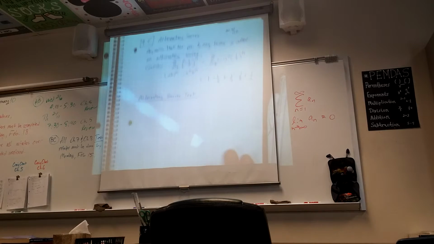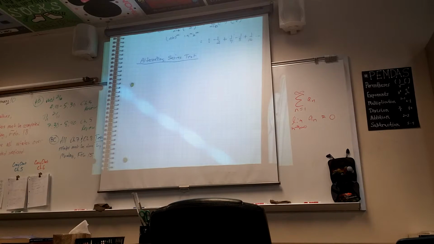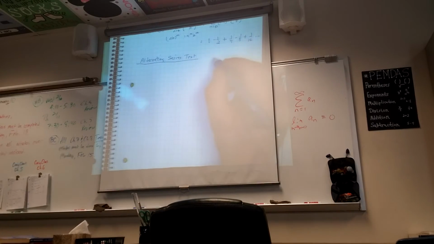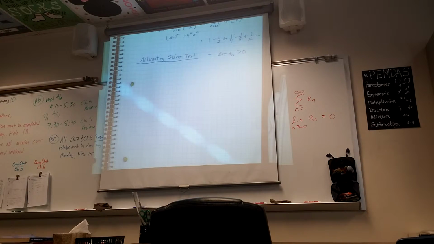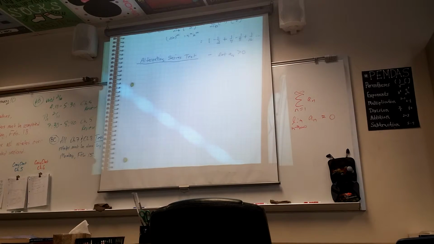And here's what's really nice about alternating series. You can always find them, because they're the only ones that have a -1 to some power. Okay, now, there is one condition, and it's fairly easy. We have to let a sub n, that means every term in a sub n, be positive. Every term in the sequence is positive. Okay, I'll show you what I mean by that.